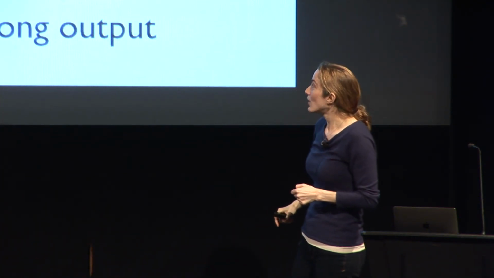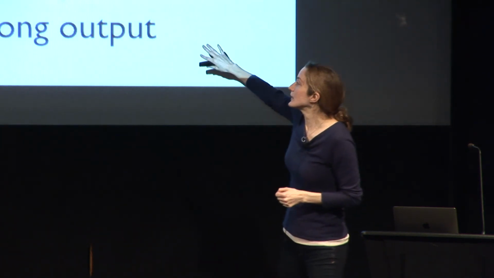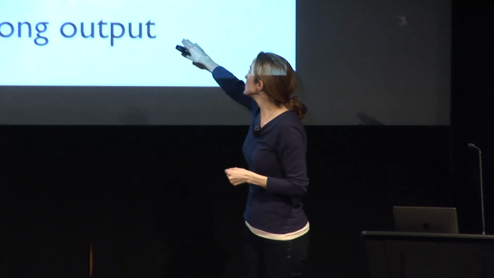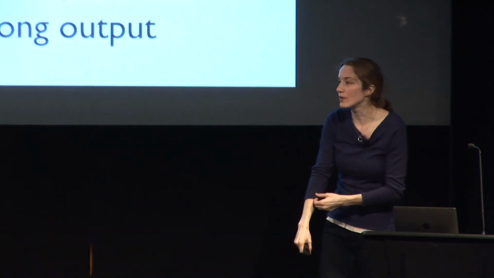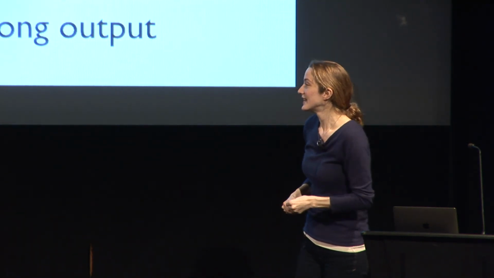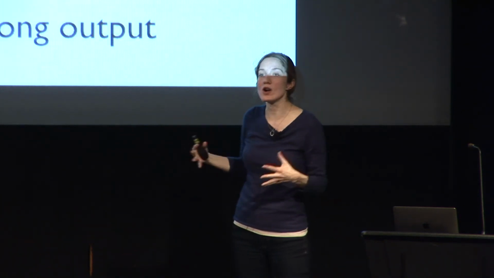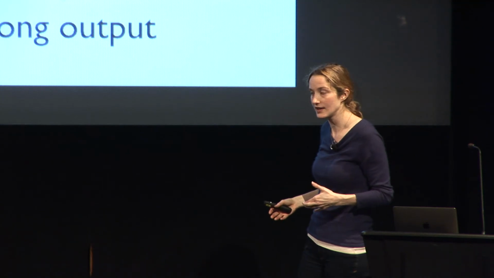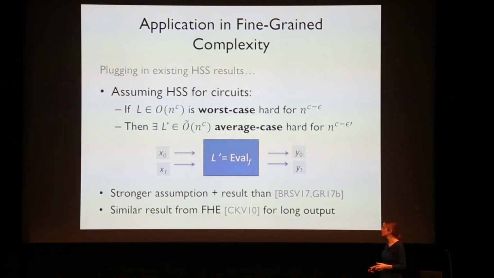So how does this compare to some of the things that came up earlier in Guy's talk? These two works give a similar sort of average case hard function using fine-grained complexity. In comparison, we have the stronger assumption: we're assuming that you have homomorphic secret sharing for some function class, and this is a computational assumption. But then our result ends up being stronger. They show this for specific structured functions, and this is for any function.